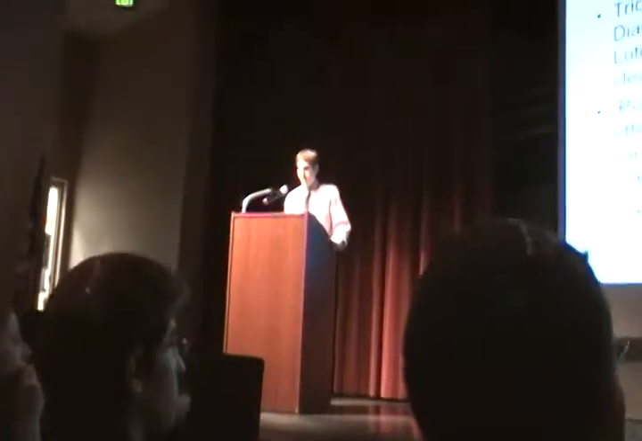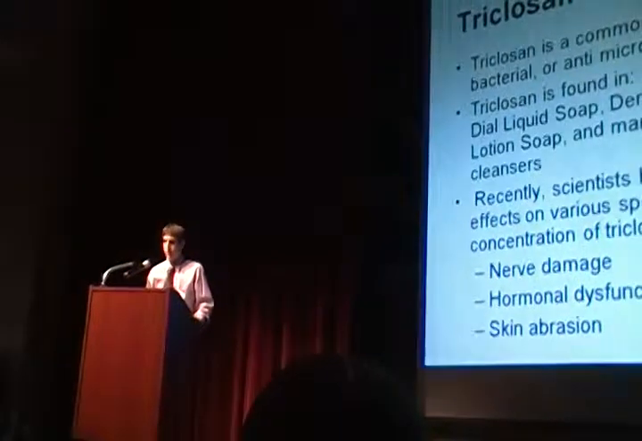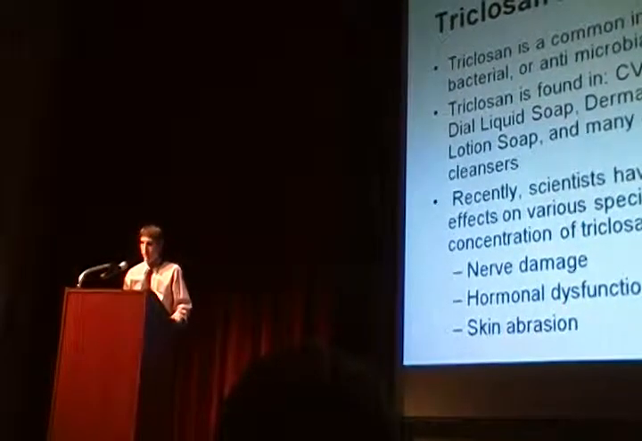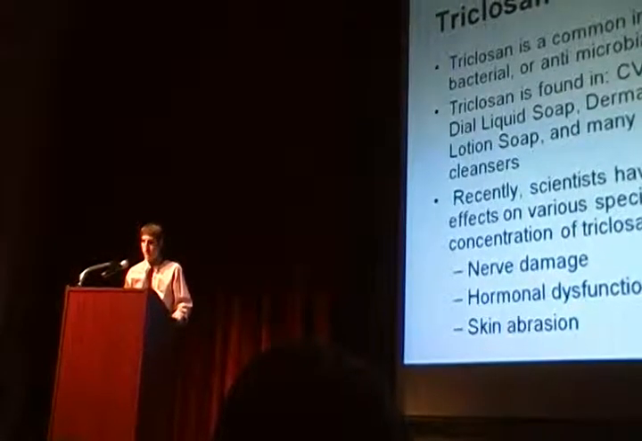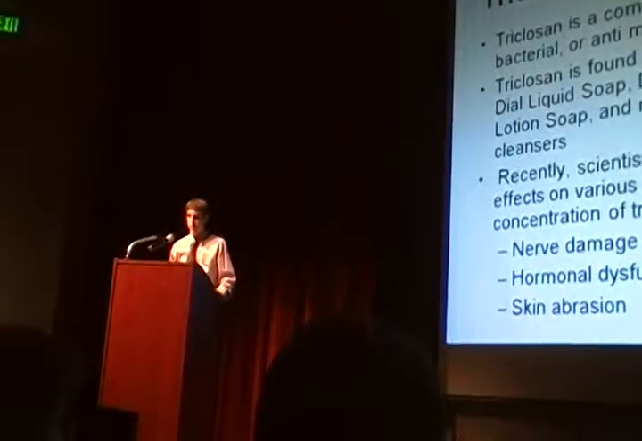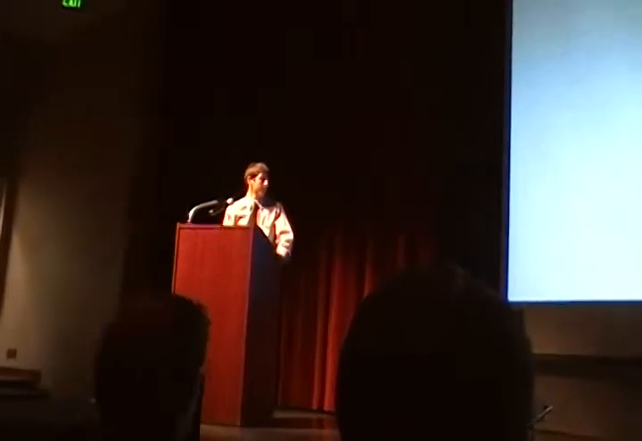Triclosan is a common ingredient used in antibacterial soaps. It is found in many products such as the ones listed on the slide. Recently, scientists have documented harmful effects on various species resulting from a high concentration of triclosan. These effects included nerve damage, hormonal dysfunction, and skin abrasion.